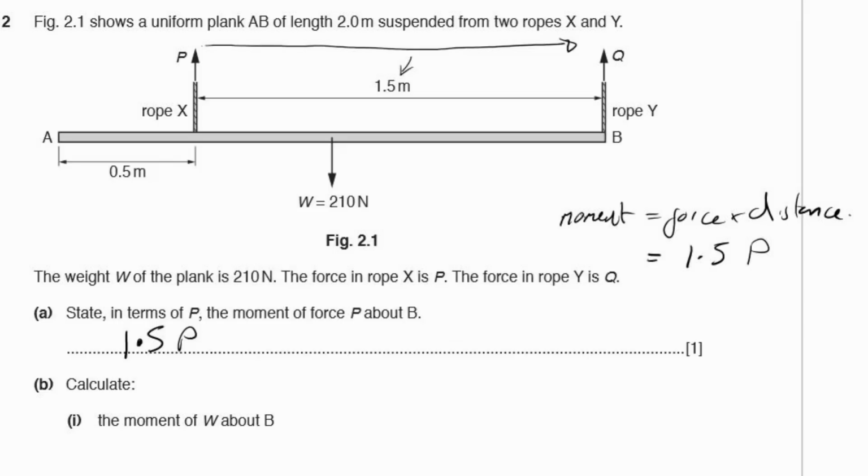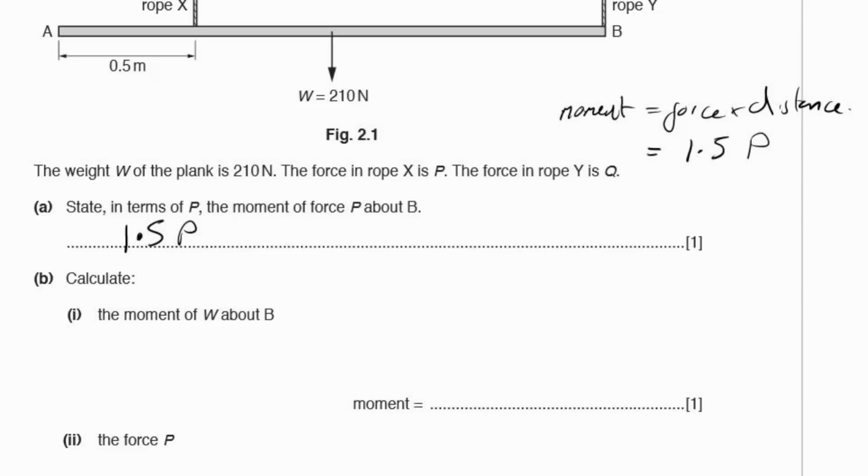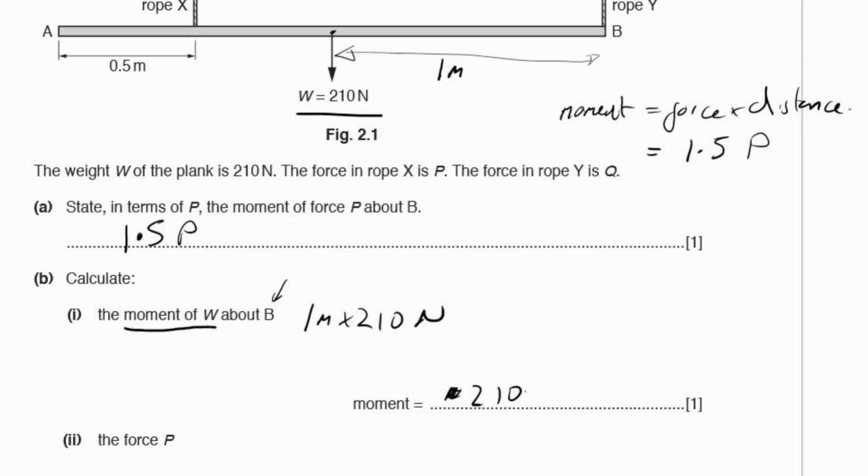Okay, let's look at the next bit. Calculate the moment W about B. Okay, so the moment of W about B. So let's find W. Here we are. W is the weight, and it's asking for the moment of W about B, so we want to know what this distance here is. W is from the centre of mass. It's the weight from the centre of mass or the centre of weight of the object, and it points directly down. What does that mean? Well, we've got a uniform plank, so it'll be in the middle. The plank is 2 meters long, so this distance here will be 1 meter. Alright, so the moment of W about B is just simply going to be 1 meter times 210 newtons. So force times distance, 1 meter times 210 newtons, and that will give me 210 Newton meters.